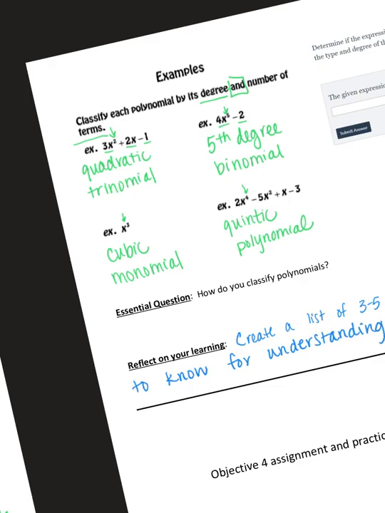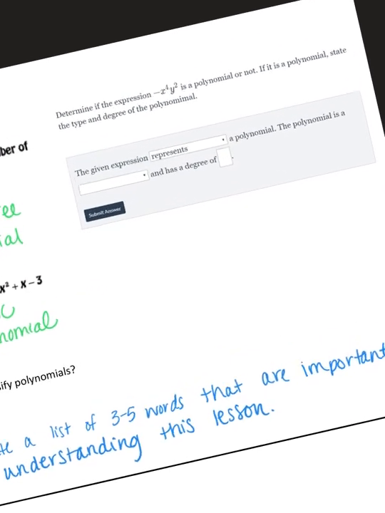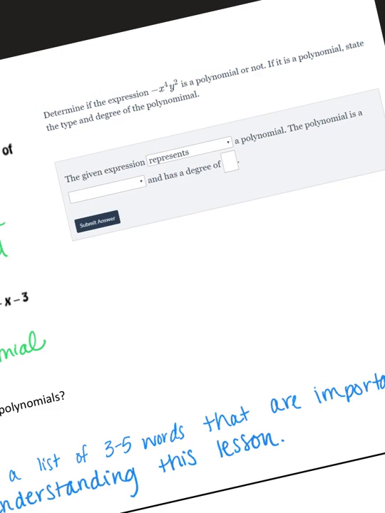Okay? All right, in your homework on Delta Math, you're going to see a problem like this. It says, determine if the expression negative x to the fourth y squared is a polynomial or not. If it is a polynomial, state the type and degree of the polynomial. So the given expression you're going to choose here either represents or does not represent a polynomial. In this case, it is a polynomial.